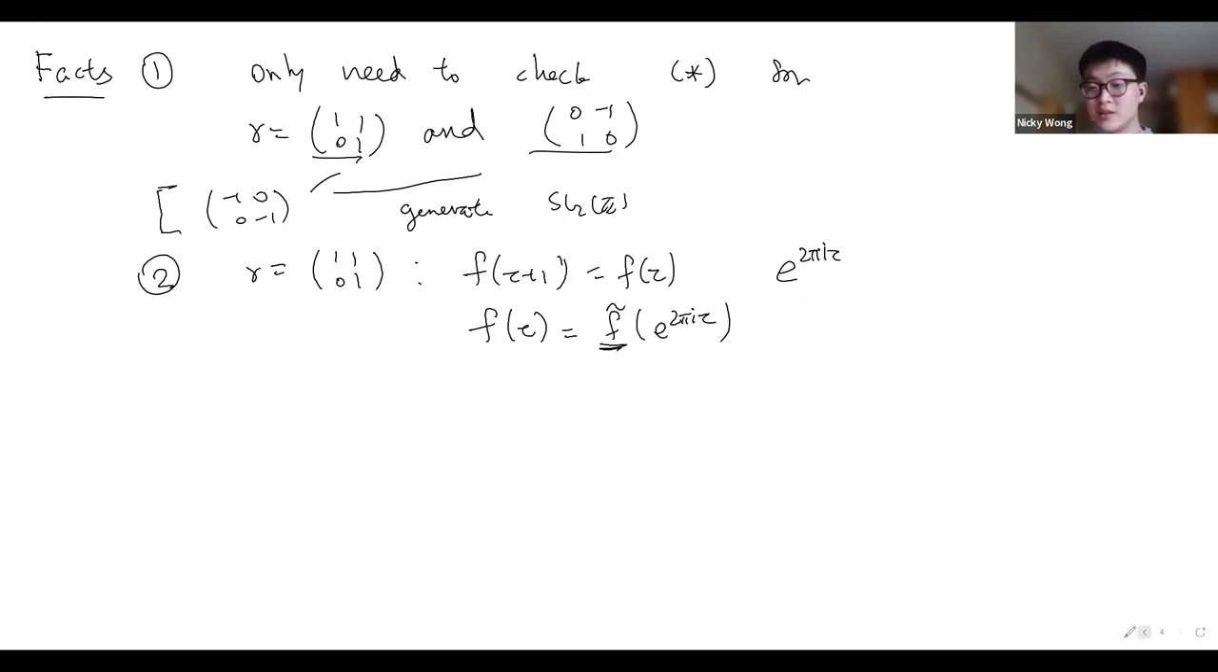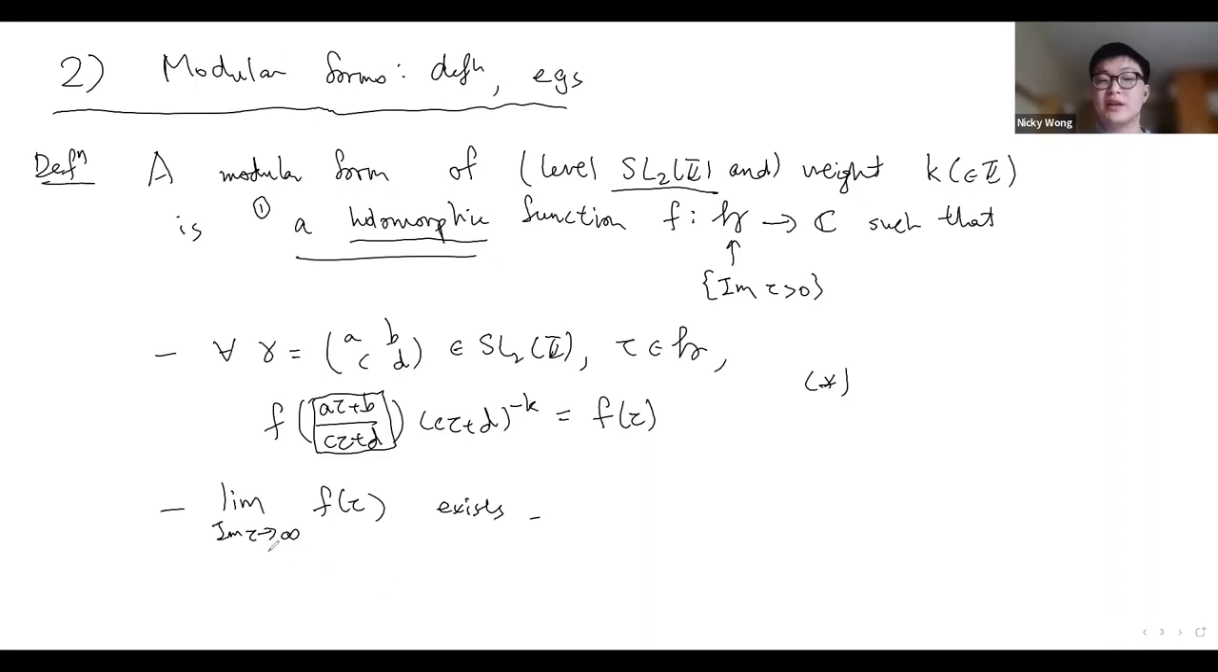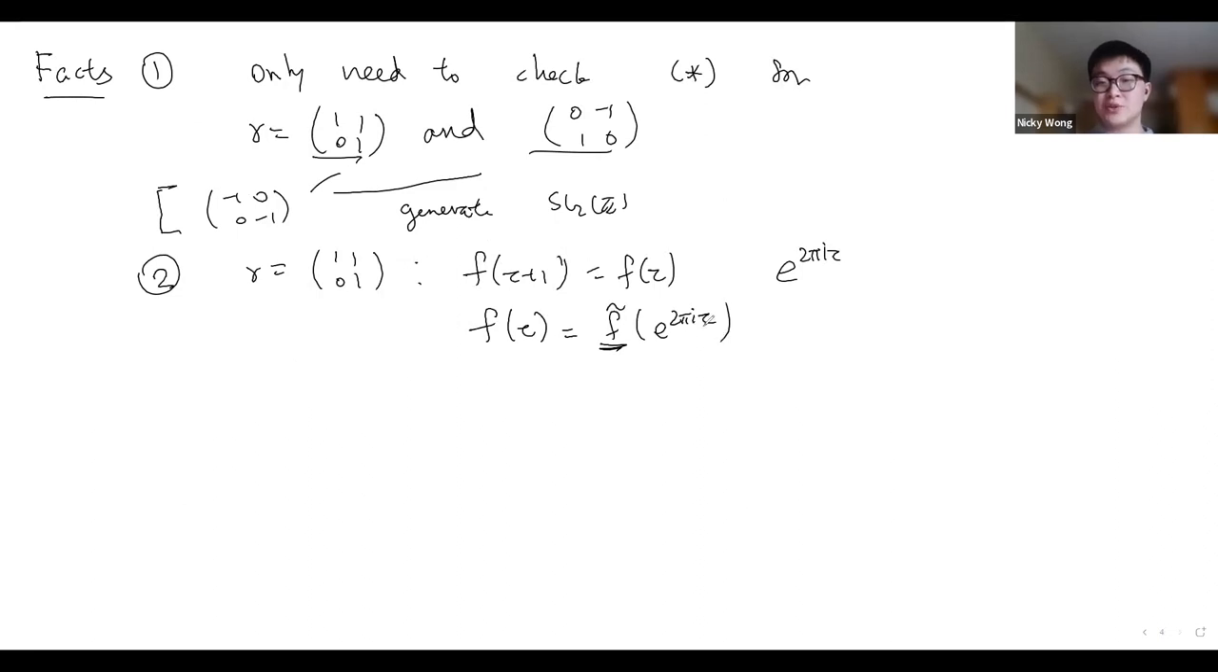So let's look at the second definition that we have. So we need the limit at infinity to exist. But the limit at infinity, if you look at this, when the imaginary part of tau goes to infinity, this goes to zero. So basically in defining a modular form, we also required f tilde to be a holomorphic function in the complex plane, because at zero, that's tau at infinity.